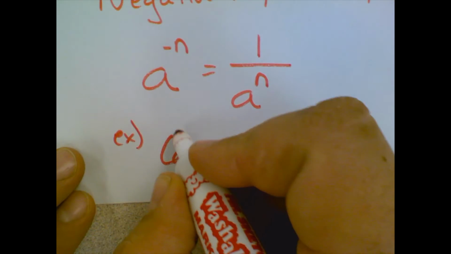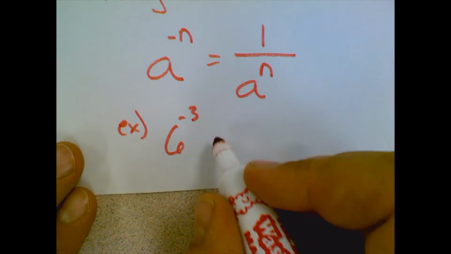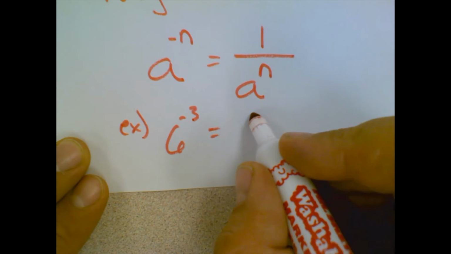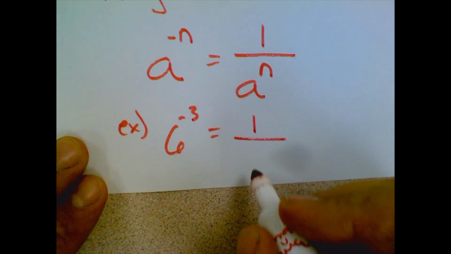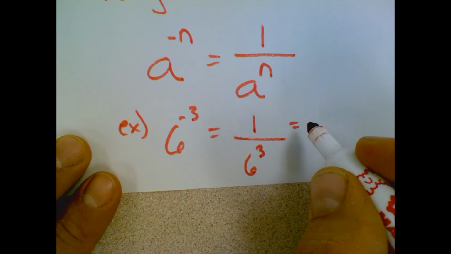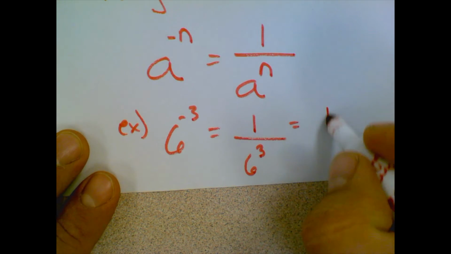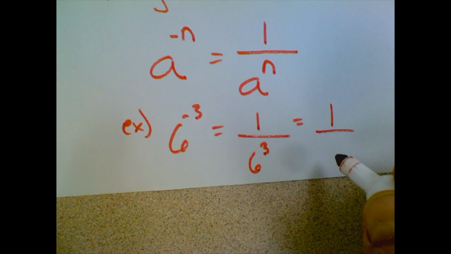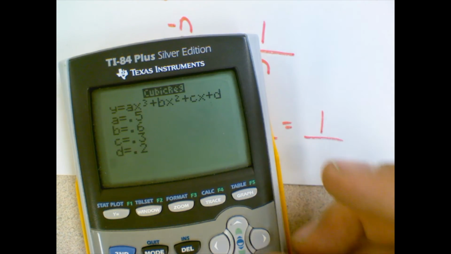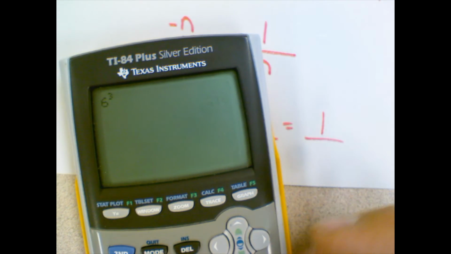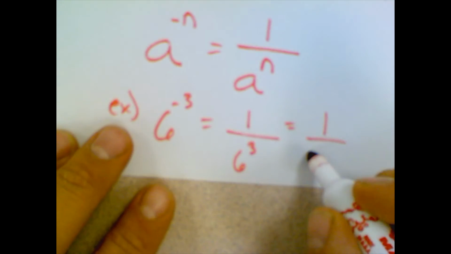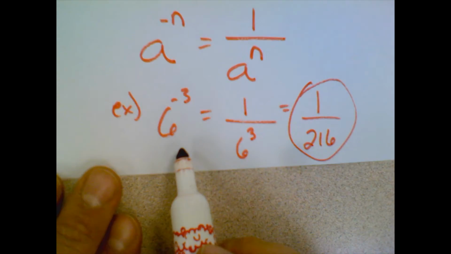6 to the negative third power. Well, if we use this rule, we're going to go 1 over 6 to the third power. And 1 over 6 to the third power is the same thing as 1 over 6 times 6 times 6. And if you don't know that, let me clear that out. 6 to the third power is 216. So 1 over 216 is 6 to the negative third power. Okay? Let's do a couple more.